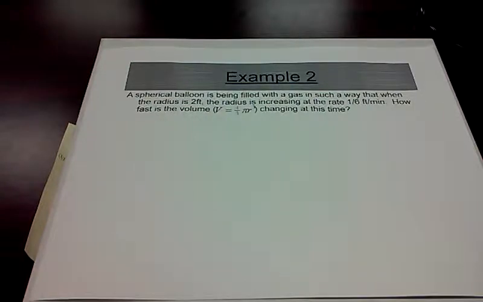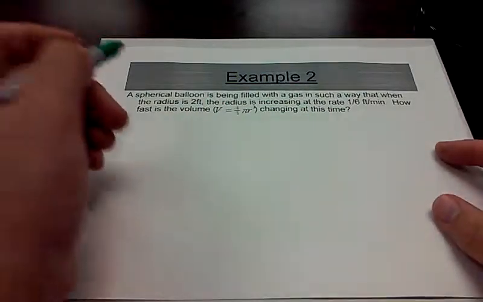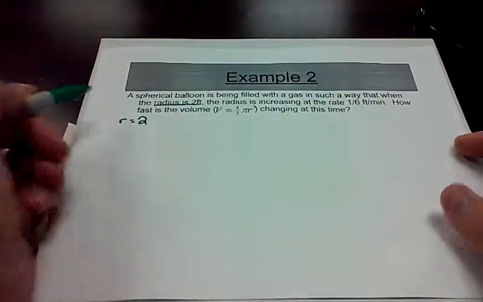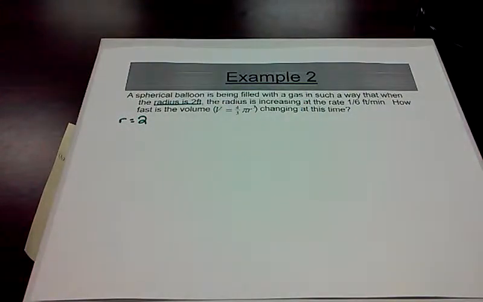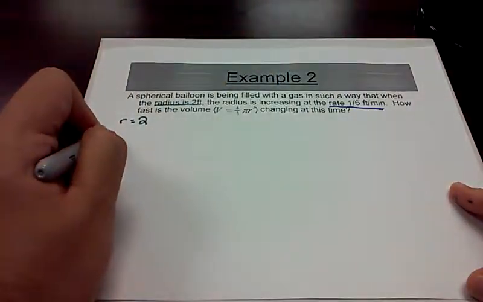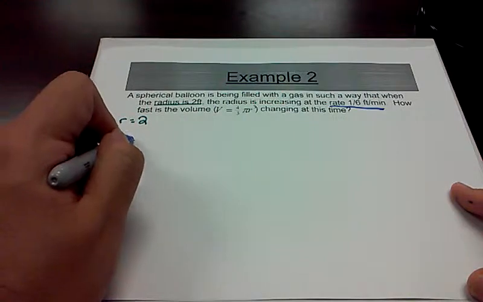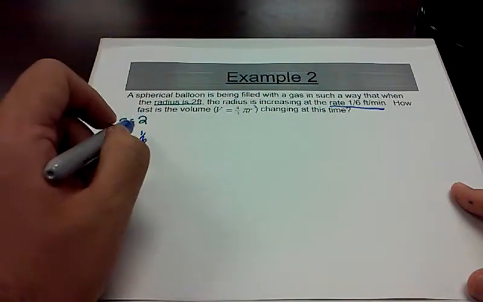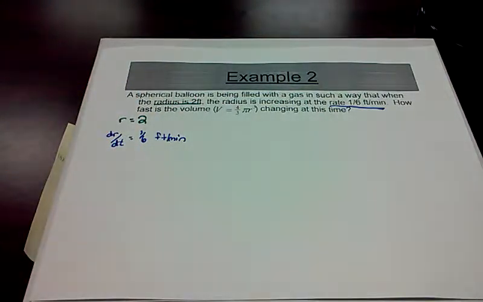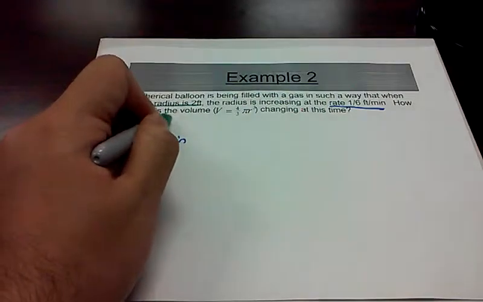All right, guys, for this problem, it says a spherical balloon is being filled with a gas in such a way that when the radius is 2 feet, so when r is 2, the radius is increasing at a rate of 1/6 feet per minute. So the derivative of r with respect to t is 1/6, and I'll put feet per minute. So that's the rate of change of the radius, and the radius at that moment or that instant is 2 feet.